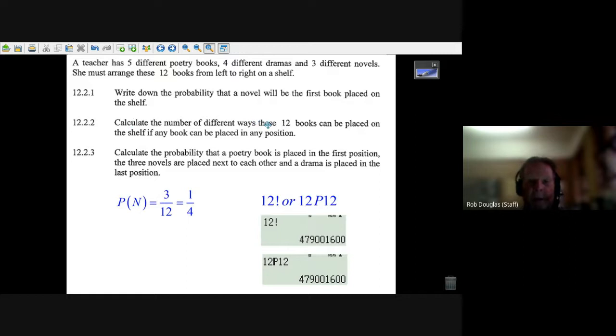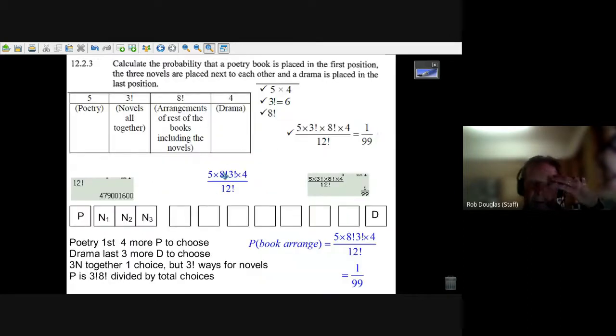Calculate the number of different ways you can put 12 books on the shelf. 12 books in 12 places. Well, you just have to know you got 12 choices, then 11, all the way down to one choice at the end. It's 12 factorial. Or you can use that lovely 12 choose 12 button for permutations and combinations on your calculator, and you get the same answer, which is a giant one. It looks like 479,001,600.